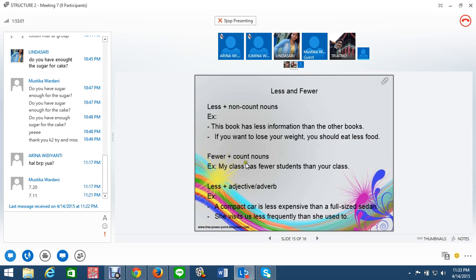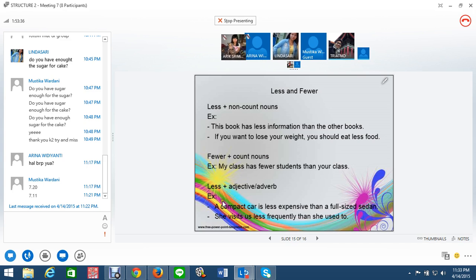Fewer plus, kalau fewer itu plus count nouns, kata benda yang dapat dihitung. Example, my class has fewer students than your class. Jadi artinya di sini fewer and less ini adalah lebih sedikit. Artinya keduanya itu sama, lebih sedikit. Tetapi fungsinya berbeda. Kalau less, digunakan sebelum kata benda yang tidak dapat dihitung, sementara fewer digunakan sebelum kata benda yang dapat dihitung.